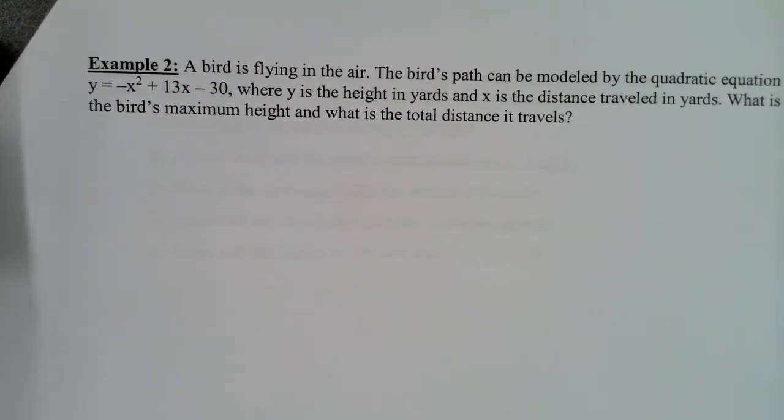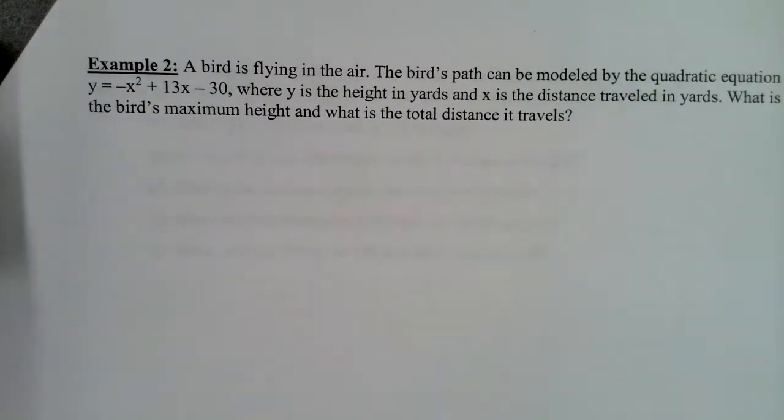A bird is flying in the air. The bird's path can be modeled by the quadratic equation y equals negative x squared plus 13x minus 30, where y is the height in yards and x is the distance traveled in yards. What is the bird's maximum height and what is the total distance it travels?